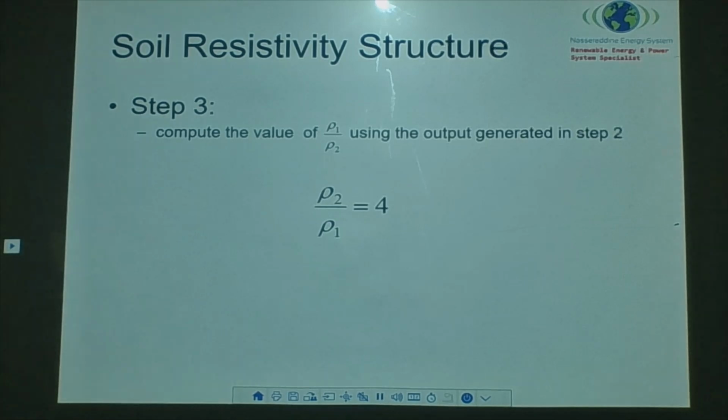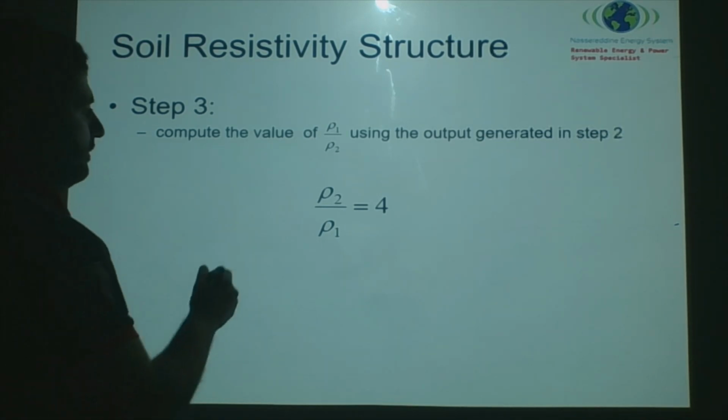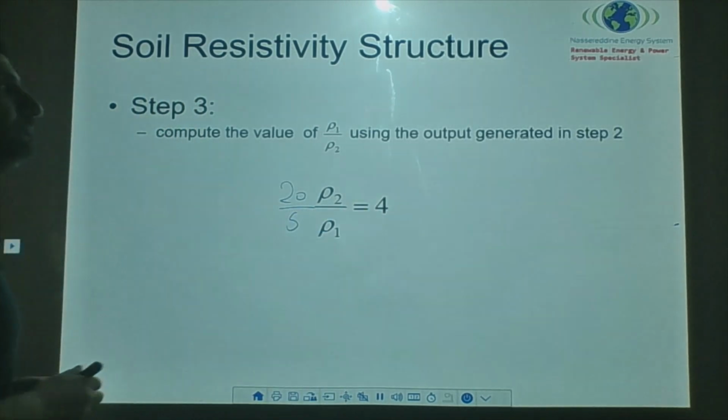Step number 3. Compute the value. Rho 1 over rho 2 or rho 2 over rho 1. What do I have? 20 over 5. It's equal to 4.